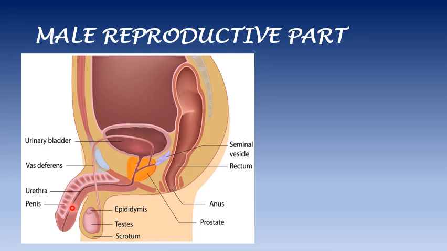The sperms produced in testes are stored in a tube called epididymis. Got it, children? So later what happens? The sperms get matured. Once matured, they pass to the urethra through the muscular tube called vas deferens. So that is the function of vas deferens.